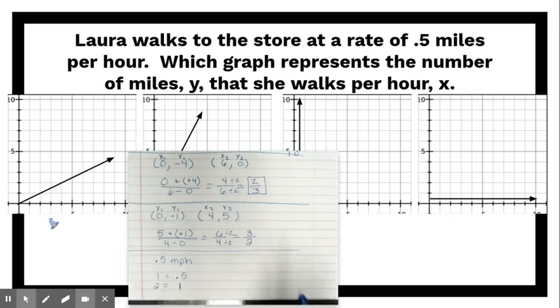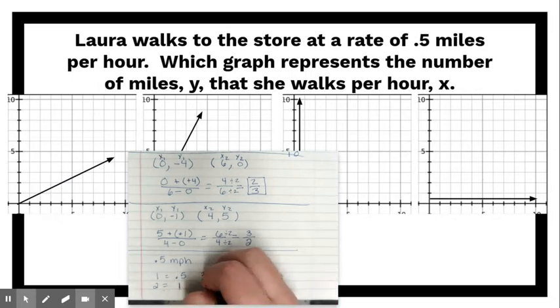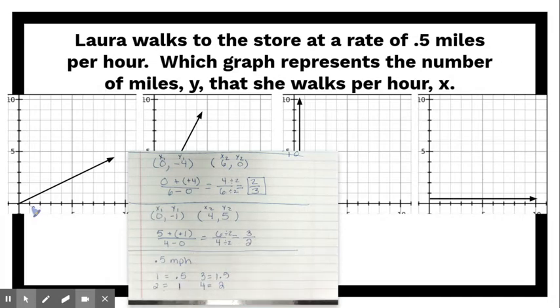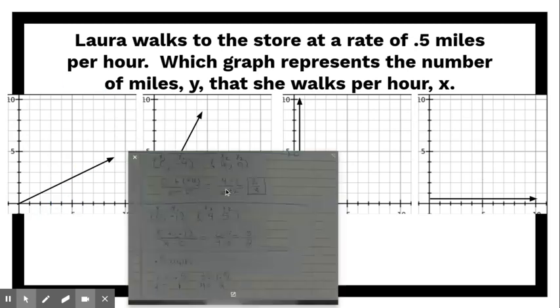And let's keep looking. So 3 would be another half a mile. So that would be 1.5. And 4 hours would be another half a mile. So that would be 2. So let's look at here. 4 should be 2. 1, 2, 3, 4, 1, 2. And it is. Okay, so we know it's this first one.